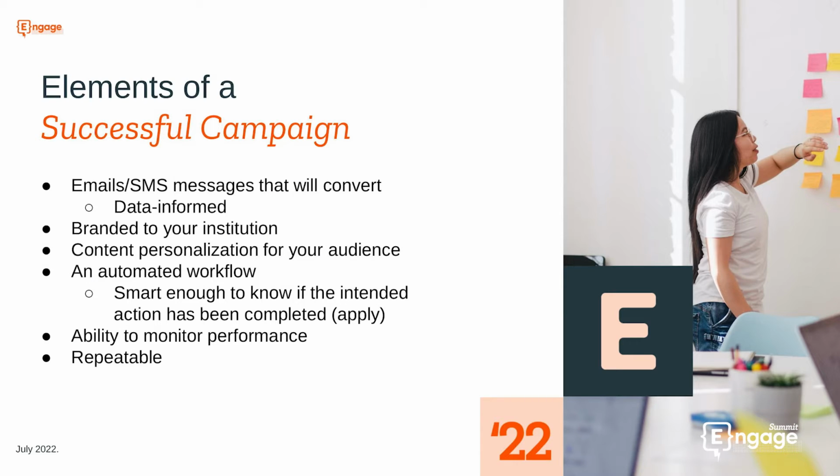And if you've done this kind of work before, you know this is actually a really big undertaking, right? If you think about all the elements that you need for this to be successful, you need to have emails, text messages that are going to perform, that will convert, that you know that they're going to convert because there's data behind it. You want your marketing collateral to be branded to your institution. You want your content to be personalized for your audience. And you want all of this to run through an automated workflow that's smart enough to know if the intended action, in this case, submitting an application, has been completed. You also want the ability to monitor performance and to repeat it as needed.